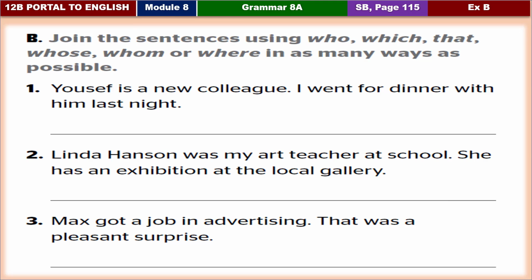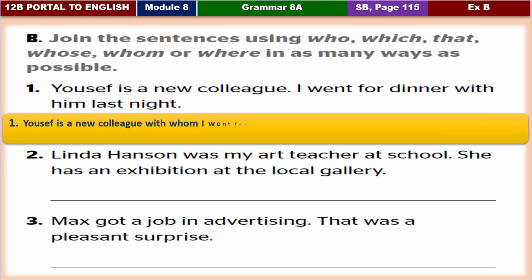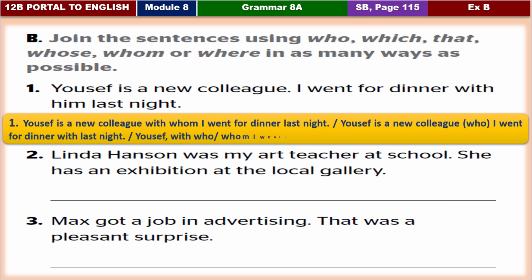Here are the answers. Number 1. Yusuf is a new colleague. I went for dinner with him last night. This question has 3 possible answers. 1. Yusuf is a new colleague with whom I went for dinner last night. Or Yusuf is a new colleague who I went for dinner with last night. Or Yusuf with who or with whom I went for dinner last night is a new colleague.